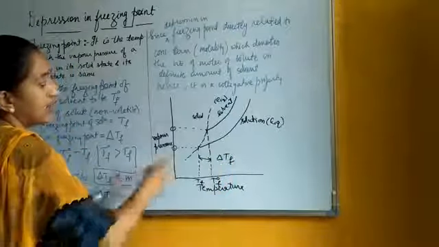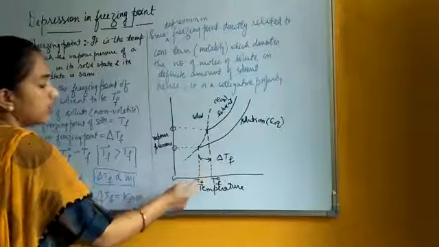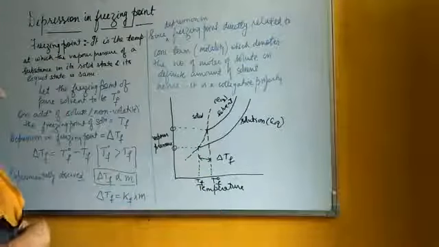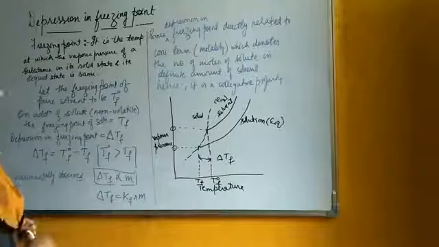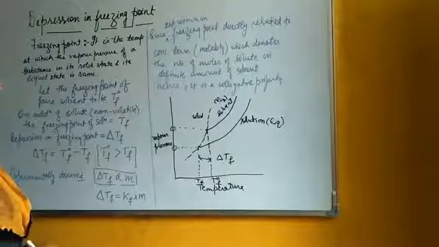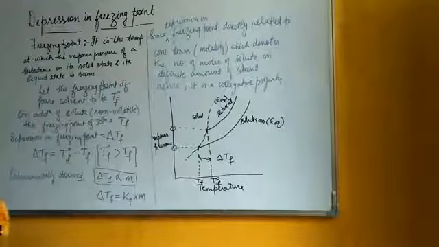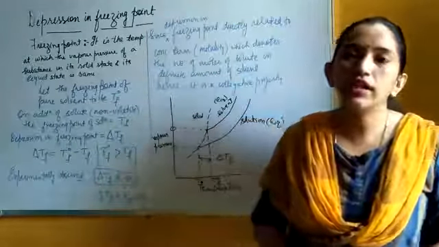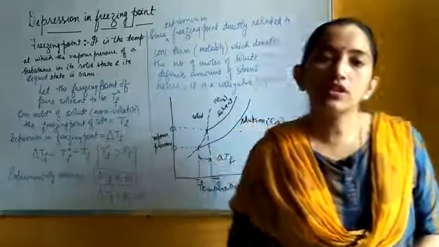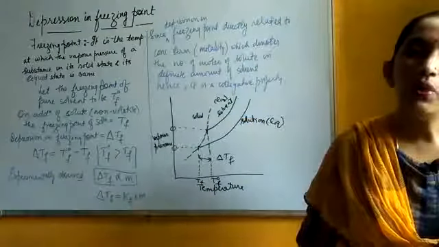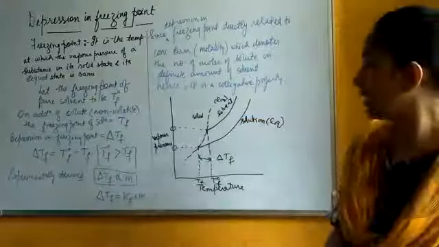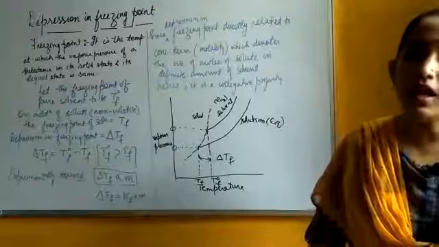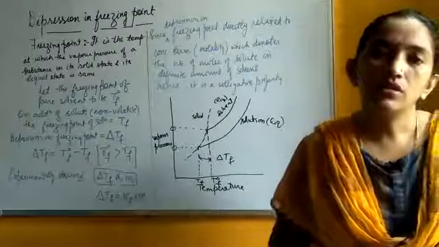So you can see graphically also that there is a lowering of the freezing point when the solute is added. So delta Tf is a colligative property, and it is observed when a non-volatile solute is added, which causes a decrease in the vapor pressure also. And the pure solvent freezing point will be higher than that of the solution.